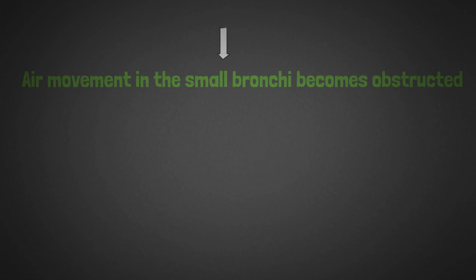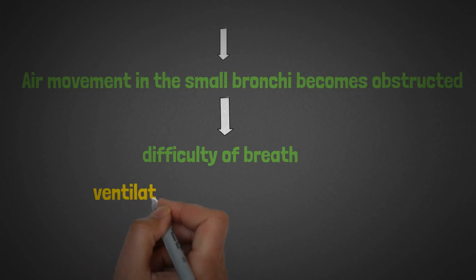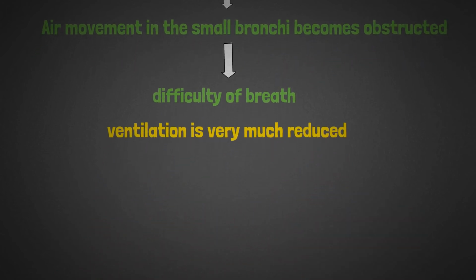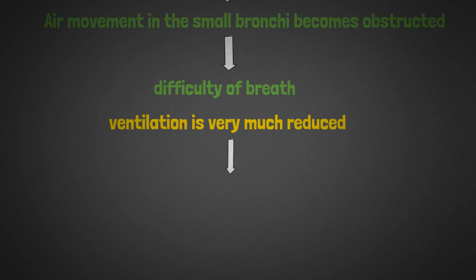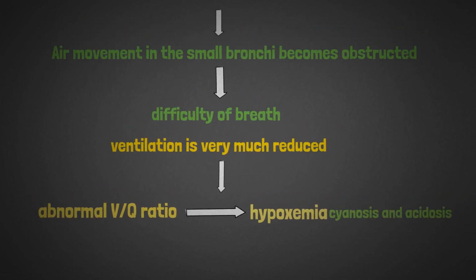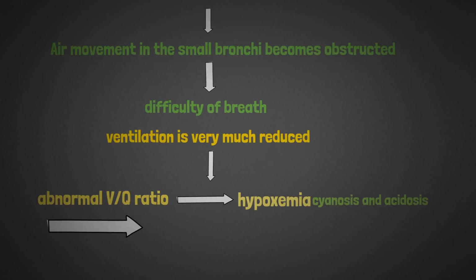Air movement in the small bronchi becomes obstructed, which causes difficulty of breath. In chronic bronchitis, ventilation is very much reduced, and that leads to abnormal ventilation-perfusion ratio, and patients usually suffer from hypoxemia, which is manifested with cyanosis and acidosis, which causes eventually pulmonary hypertension and right heart failure.